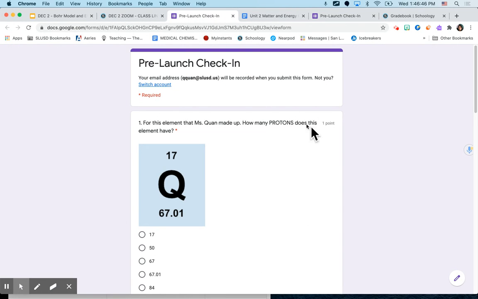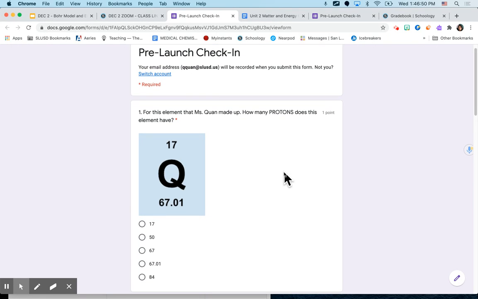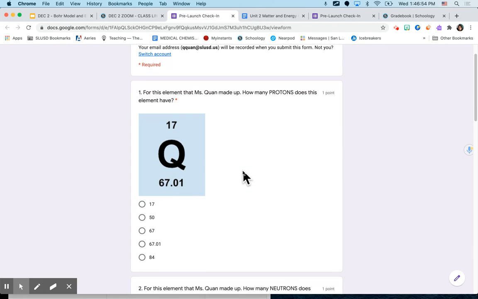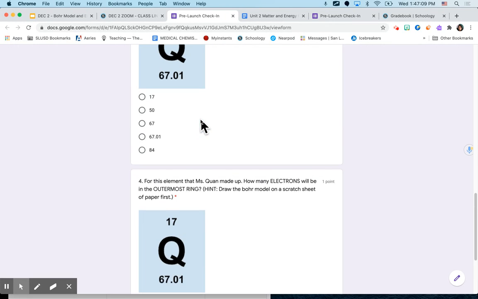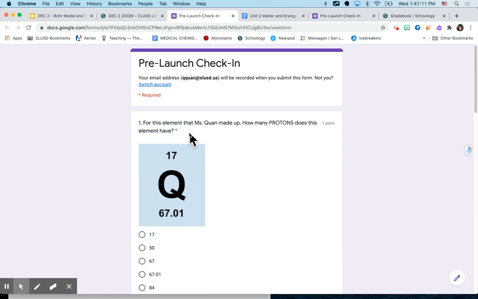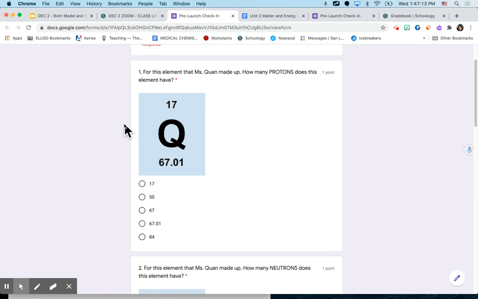this pre-launch check-in since I noticed a lot of students were struggling with it. Feel free to take it first just to see if you can do well. If you do well on this pre-launch check-in, you should be able to do the launch very successfully, especially if you get 4 out of 4. If you miss question number 2 and 4 especially, the launch might be hard for you.